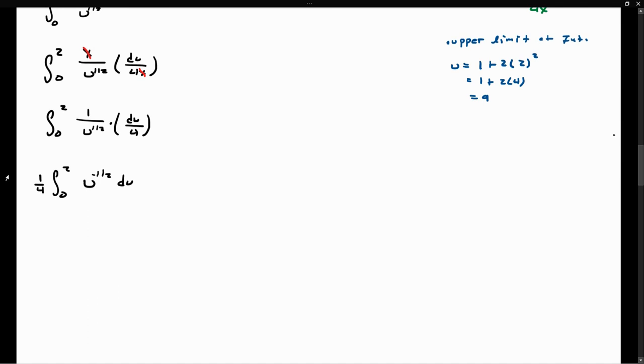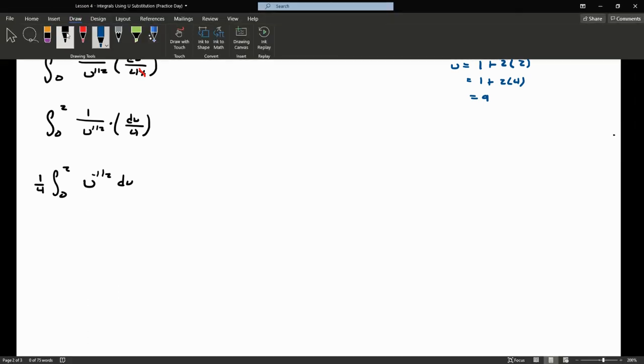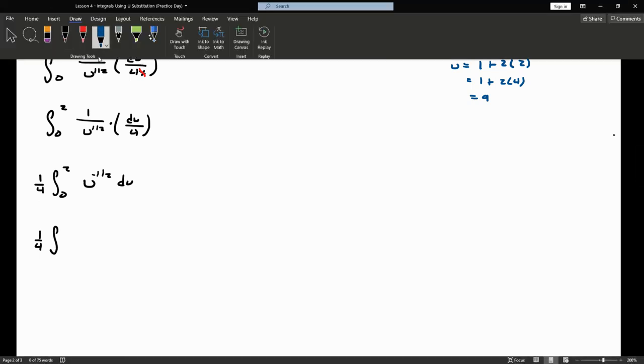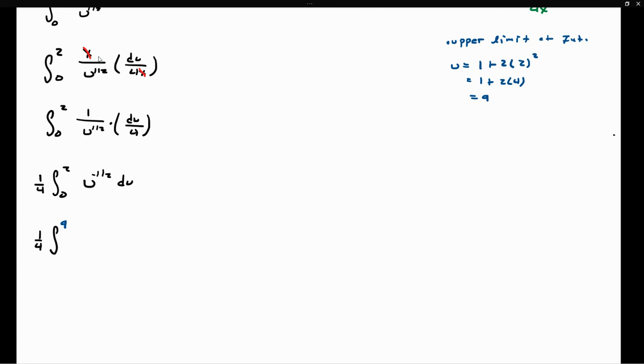So let's reflect that in our problem. Now we're going to get 1/4, but my limit of integration in terms of u is not 2 anymore. It is now represented as 9 in terms of u. And we're going to do the same for the bottom. Let's call this the lower limit of integration.